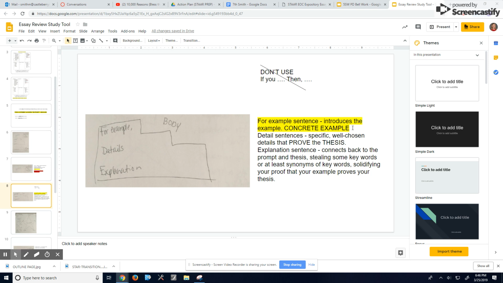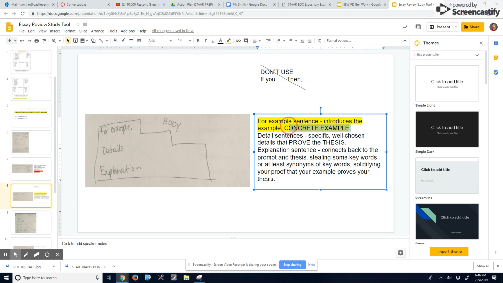Now, this is the other big part that you've got to have: your example, okay? And it must be a concrete example. So the first sentence says, for example, and then it introduces your topic, or your example. All right. And then from there, once you've done that, you're going to need detail sentences and an explanation, which we'll come back to in just a minute.